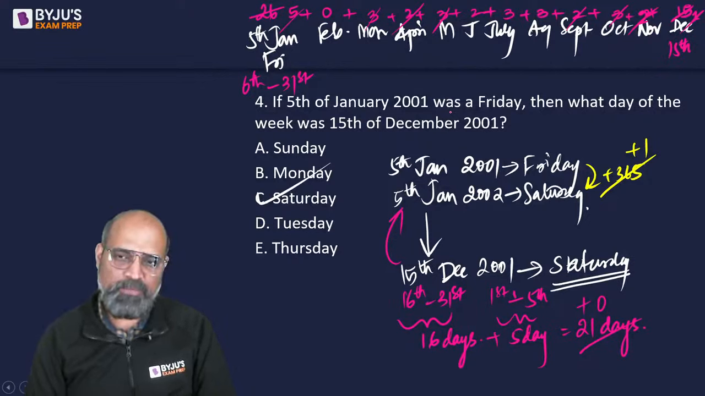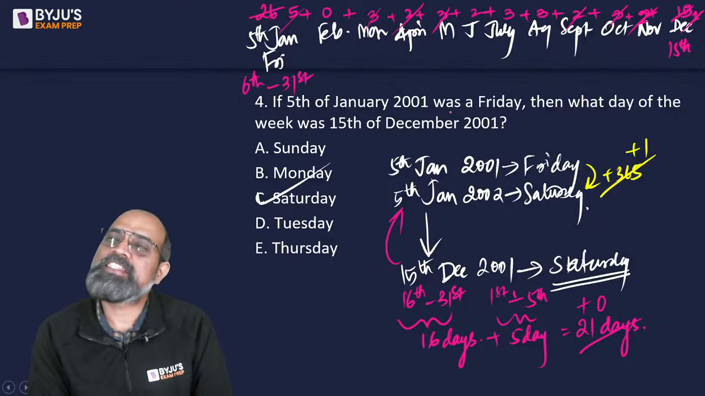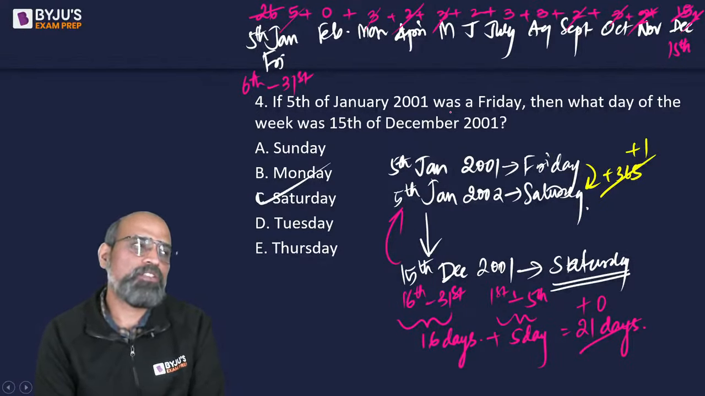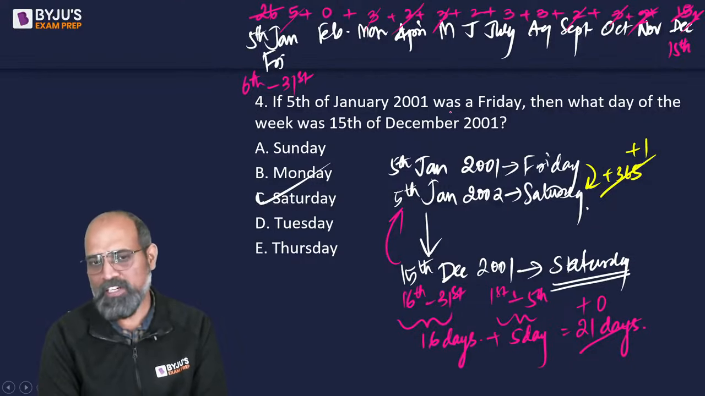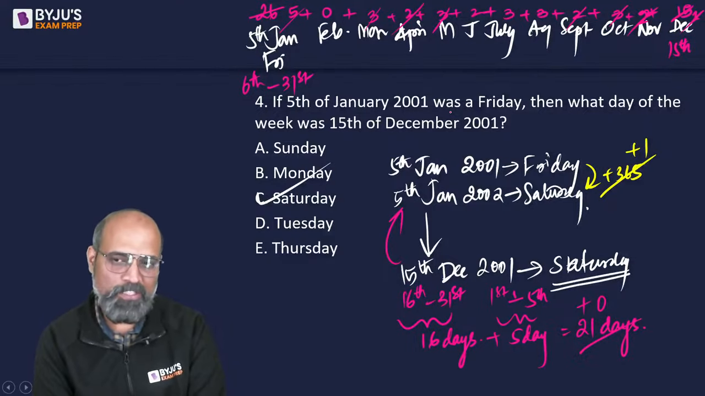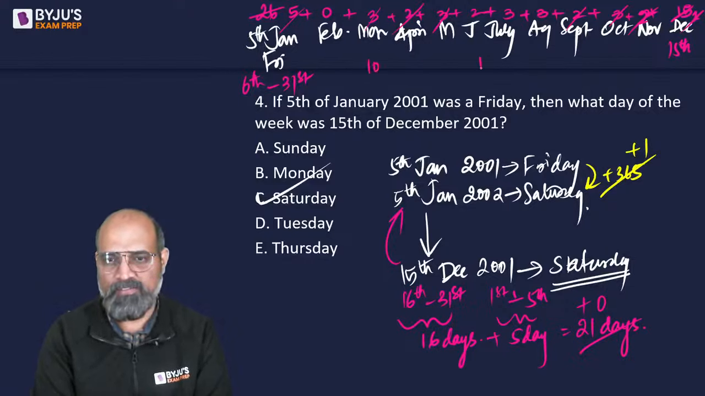Did I make any calculation mistake here? 15th of December, right? 5th of Jan, 6th to 31st, that is 31 minus 5, which is 26 days. That is perfect, which gives us 5 odd days. March is 3, April is 2, 2, 3, 2, 3, 3, 2, 3, 2, 3, then 15, which means 1. So we have 10 here, 11 here, 8 here, 20. Why am I getting 1 in this case?